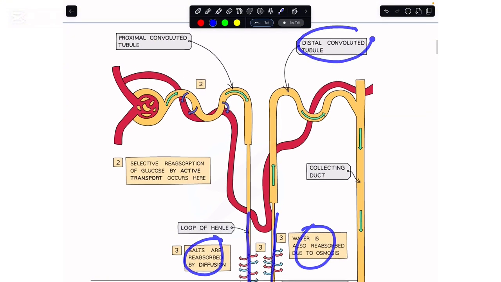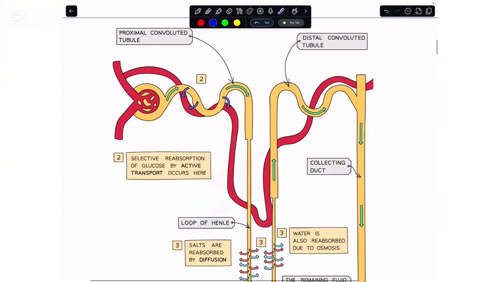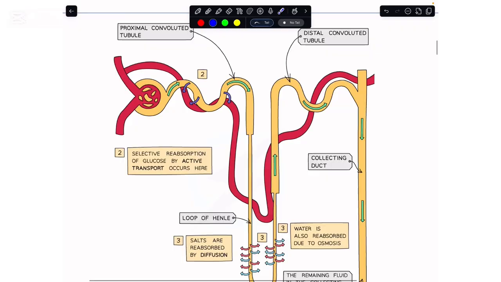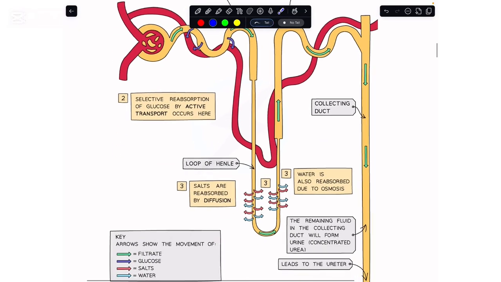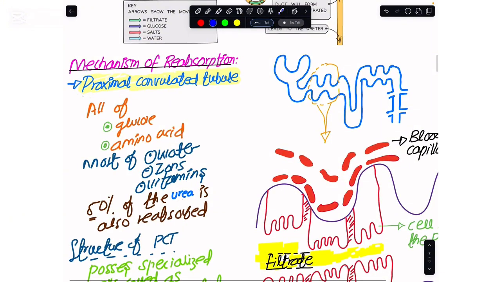In the distal convoluted tubule, we would also remove some of the ions back into the blood. And from the collecting duct, we would also reabsorb the water, and it would go into the blood capillaries, and that basically involves the influence of the hormone antidiuretic hormone, we say.